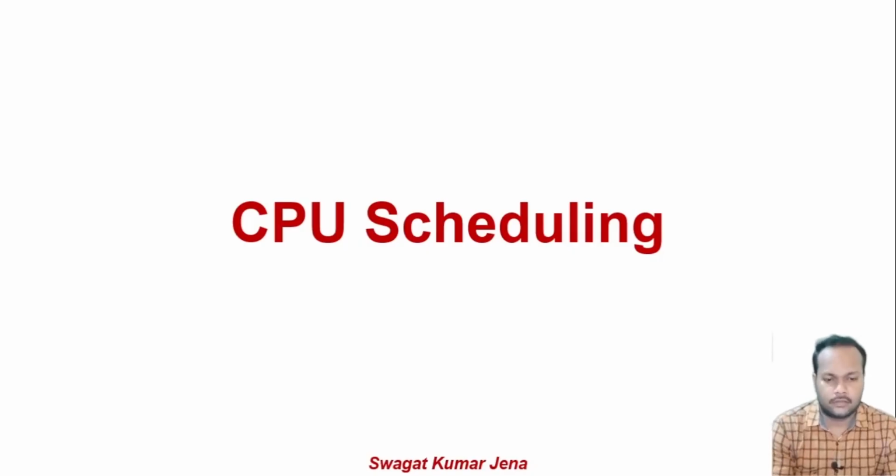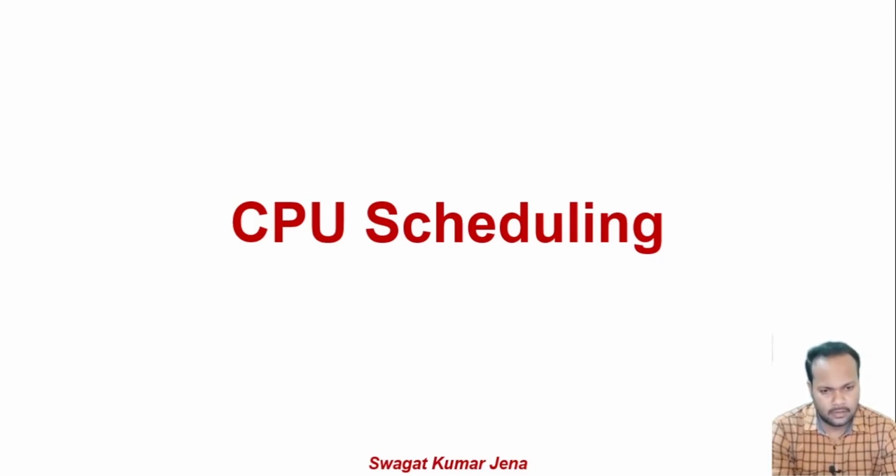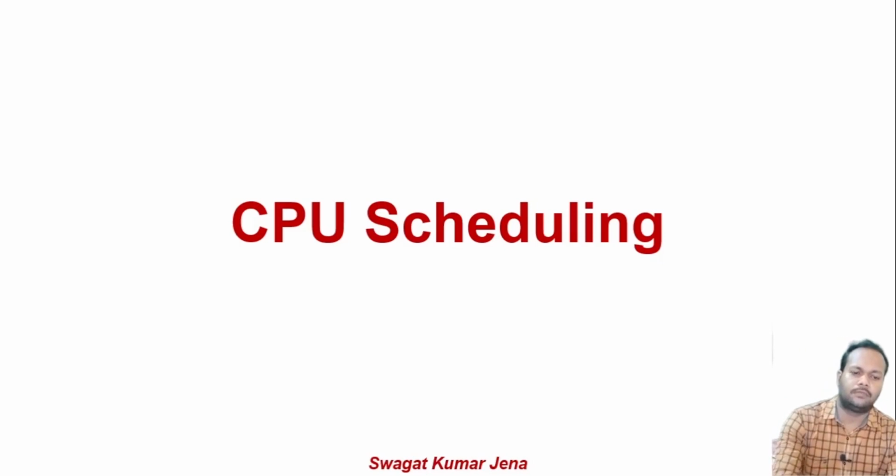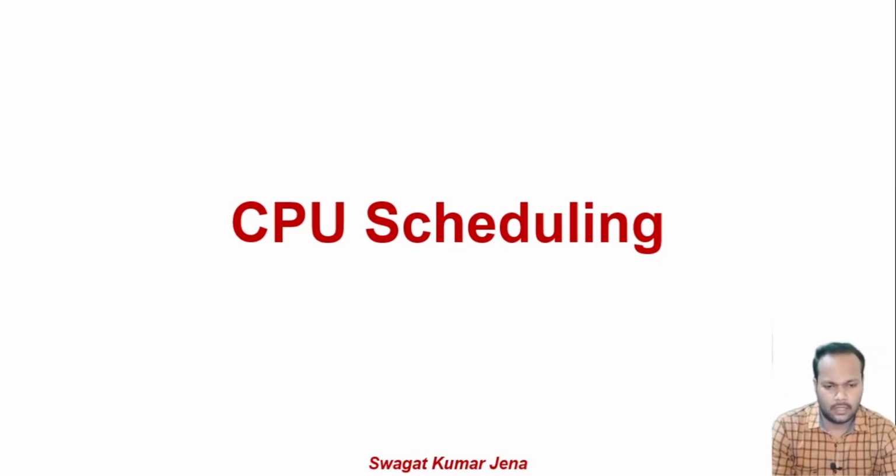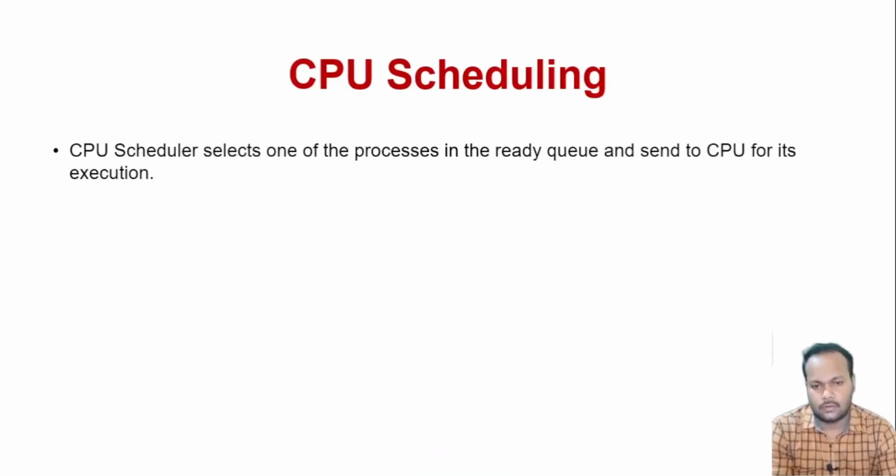Hello learners, today's topic is CPU scheduling. CPU scheduling is nothing but picking up one of the processes from the ready queue and putting it into the CPU, because many processes might be waiting in the ready queue to be executed by the CPU. The program which selects one of the processes from the ready queue and gives it to the CPU is called the CPU scheduler, or also called a short-term scheduler.